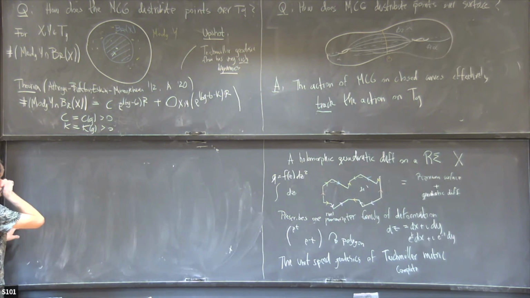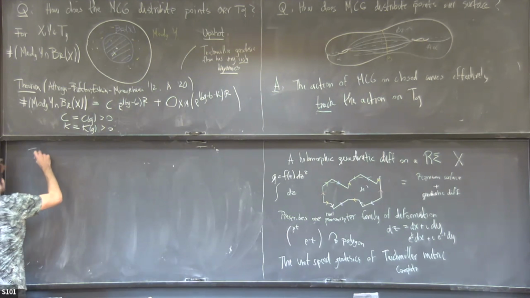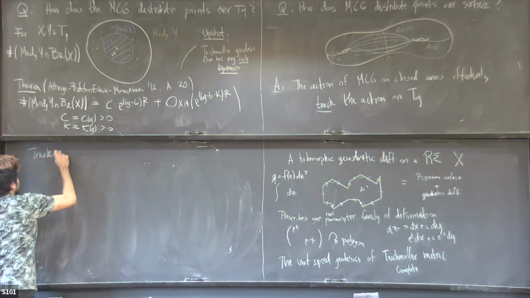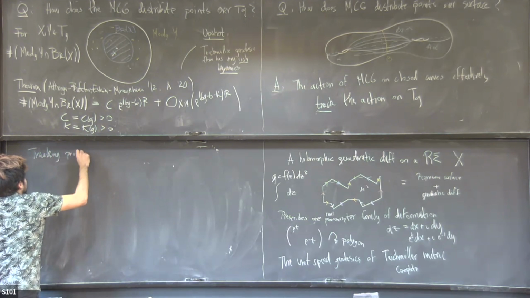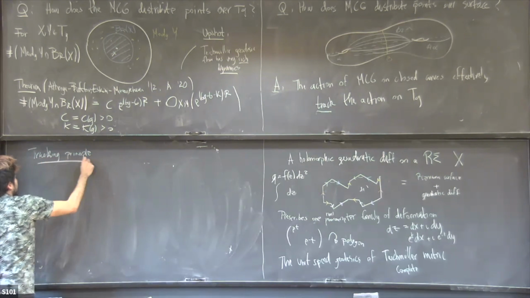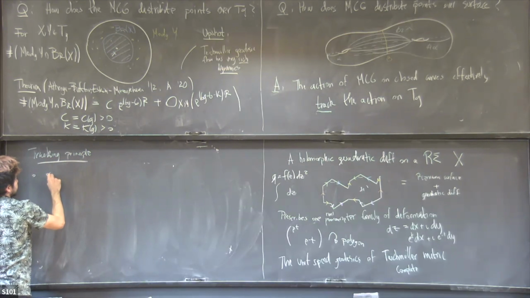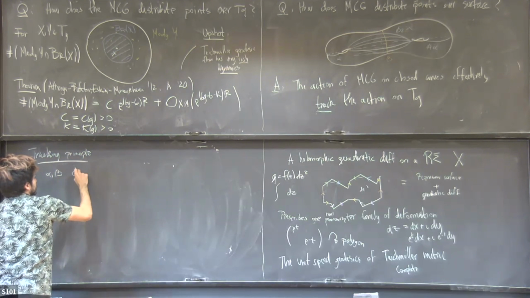So what was I saying? Oh yes, tracking. This is what I call a tracking principle. So what do we have as data? We have these two curves, alpha and beta, which are closed curves on our surface.